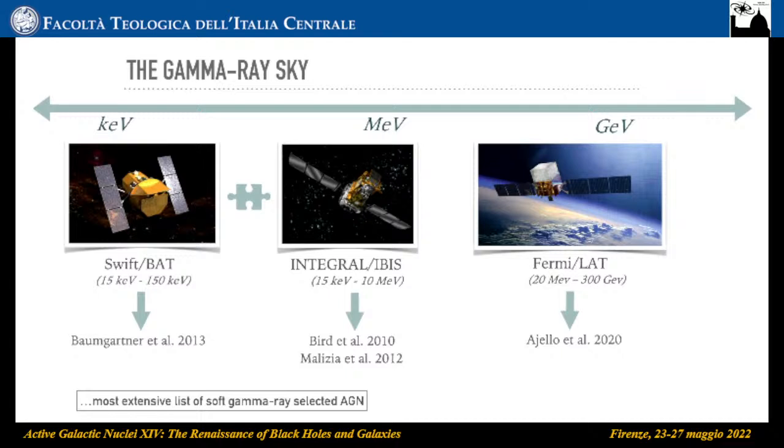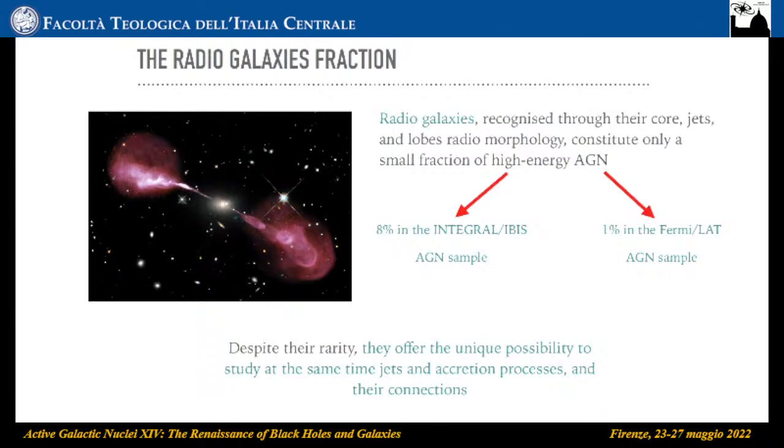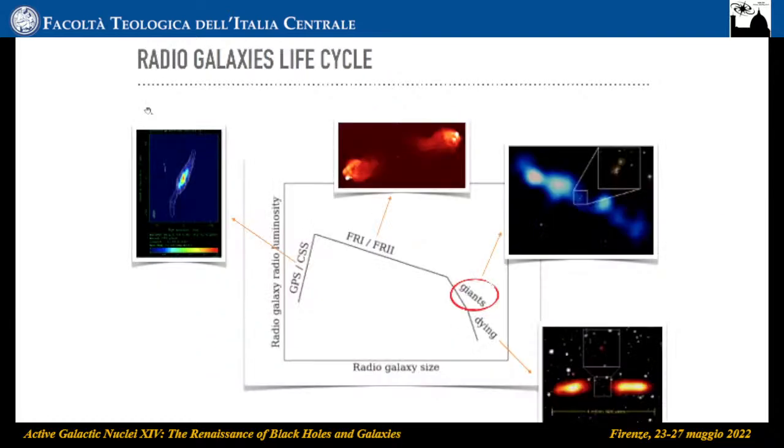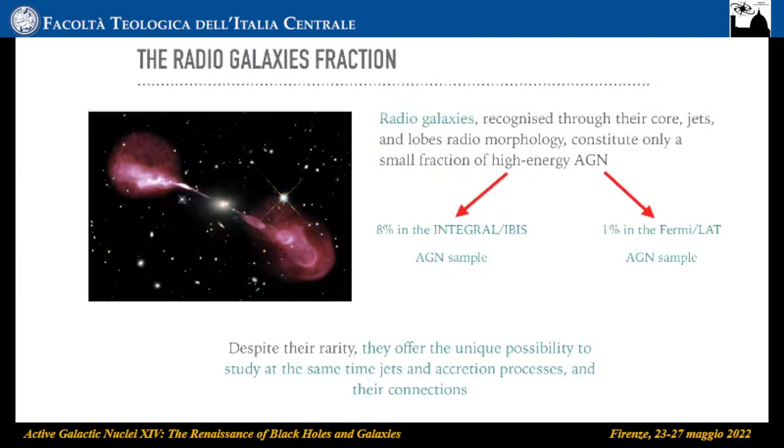Plus, in the GeV range, Fermi joined them later. So I will show you at the end of the presentation how you can get peculiar objects when combining the selection of GeV and MeV energies. So why radio galaxies? Well, they are, of course, a small fraction of the AGN samples at high energy. So for example, you have only 8% in the INTEGRAL sample and only 1% in the Fermi sample.